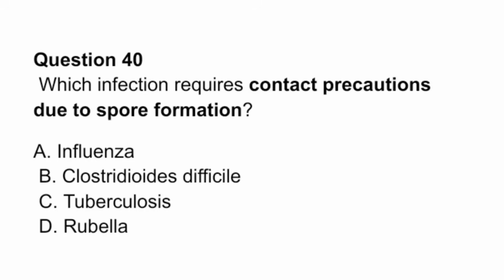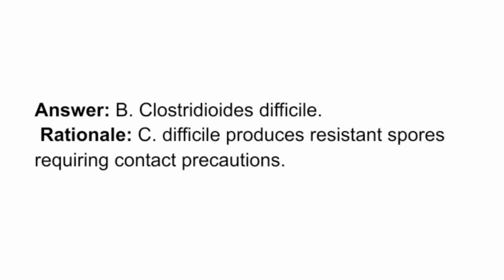Question 40. Which infection requires contact precautions due to spore formation? A. Influenza. B. Clostridioides difficile. C. Tuberculosis. D. Rubella. Answer. B. Clostridioides difficile. Rationale. C. difficile produces resistant spores requiring contact precautions.